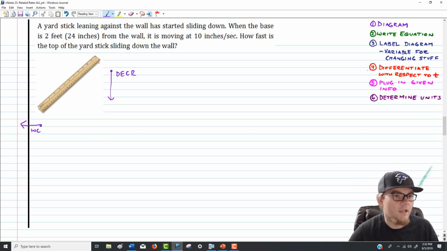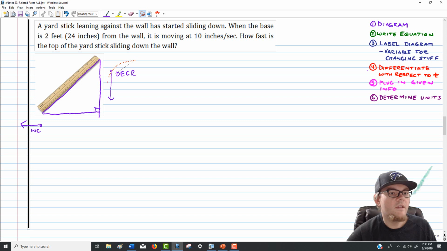As we get to work here, it says to start with a diagram, and I'm going to take advantage of the yardstick that we already have. Basically the yardstick forms the hypotenuse of a right triangle. So there is the scenario that we're looking at. Of course that didn't work. There is our right triangle that we're looking at.